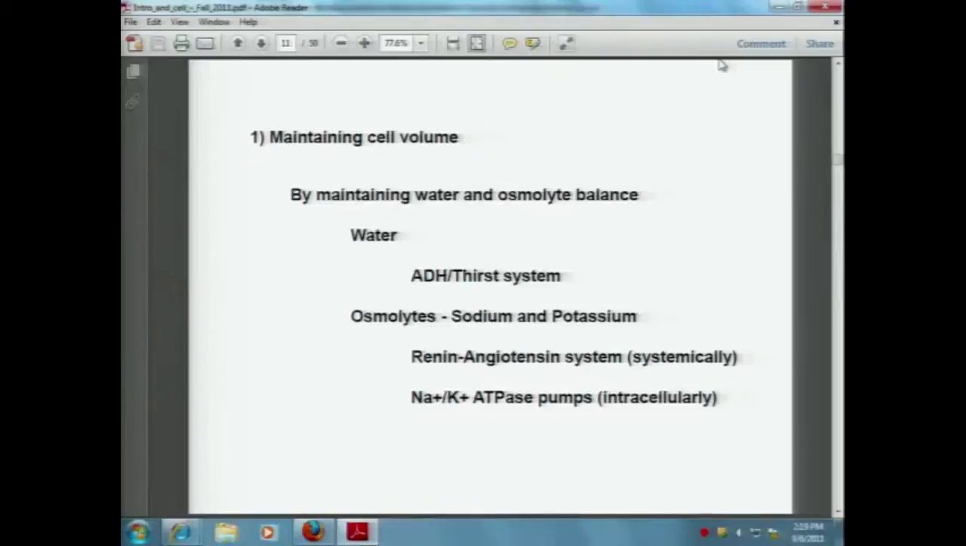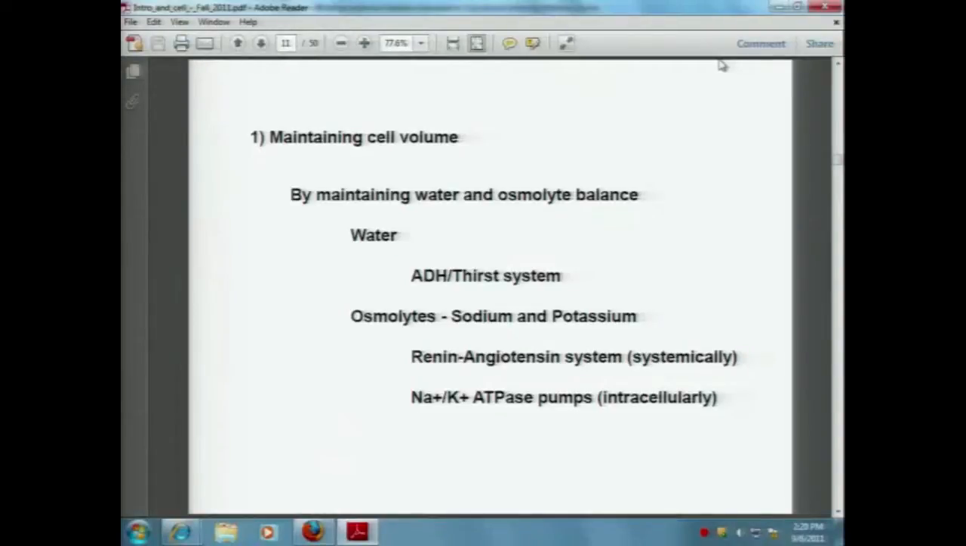And so the system that regulates water balance is slightly different than the system responsible for regulating sodium and potassium. Okay? So water is regulated systemically. Water balance is regulated systemically through our antidiuretic hormone thirst system. Okay? And we learned this in the renal system last semester: antidiuretic hormone does what at the level of the kidneys? Increases water reabsorption. Okay? Dust off that little area of the brain.